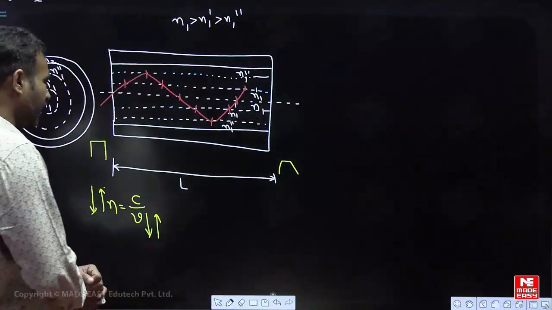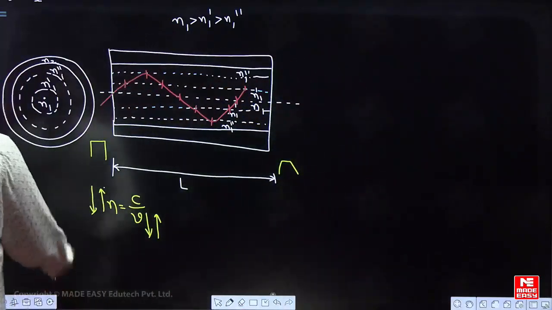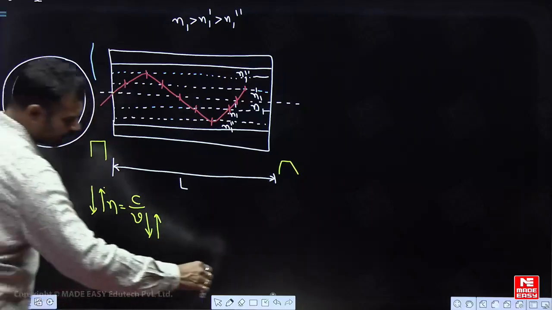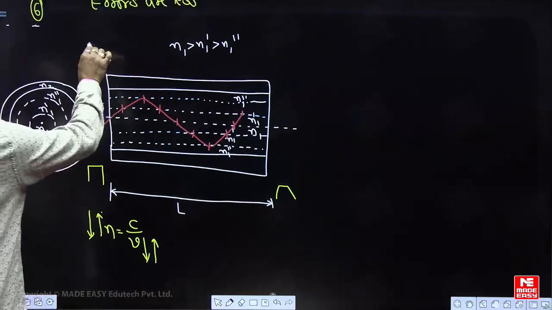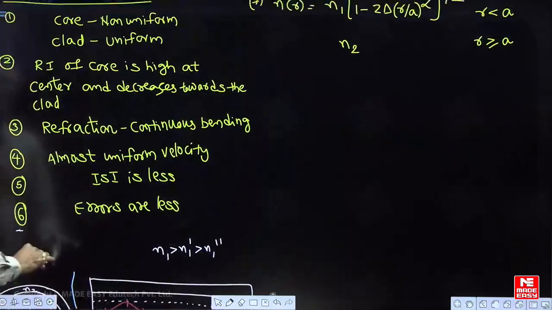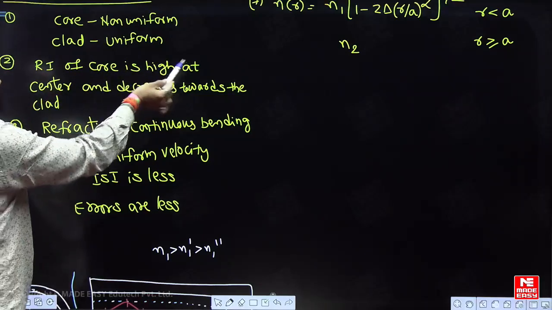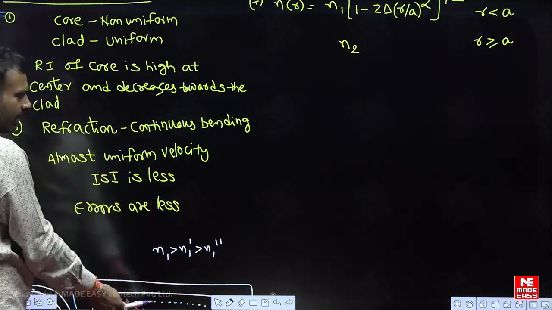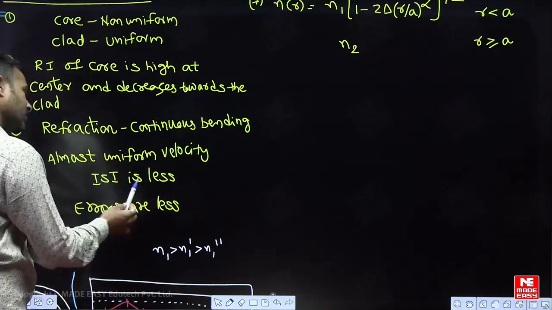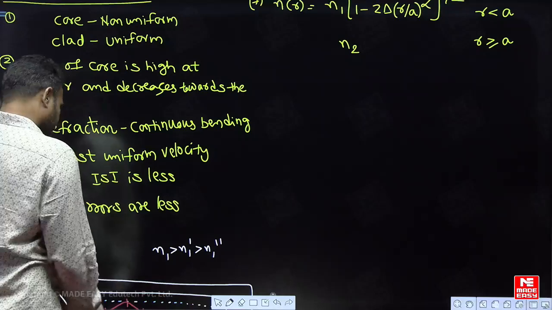So the points I explained in class are explained once again here in the diagram. If you observe, you find the same thing here. The core is non-uniform, the cladding is uniform, and the refractive index of the core is high at the center and decreases towards the cladding. Continuous bending is explained. Almost uniform velocity is explained. Errors are less because pulse spreading is less. This is the concept behind the refractive index.